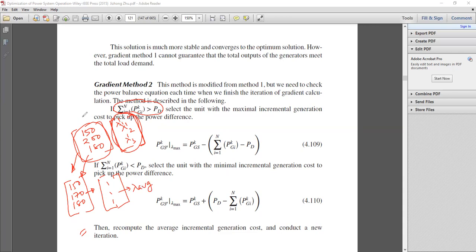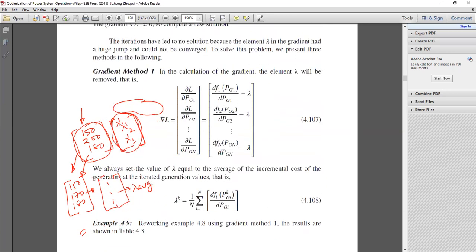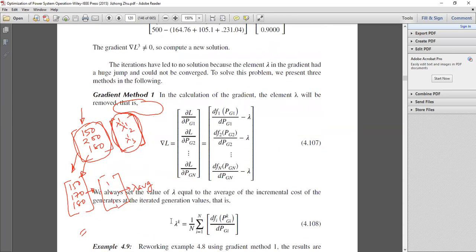Because lambda depends on PGs. The lambda value for each of the units, the average lambda value, depends on PGs. So if your PG changes in the same iteration, then lambda must also be updated in the same iteration. Clear?